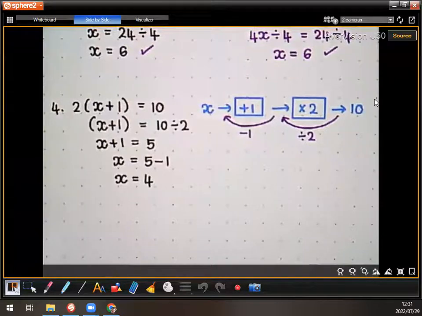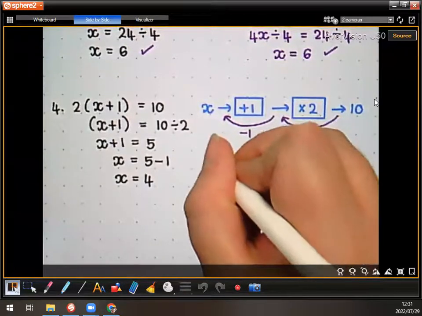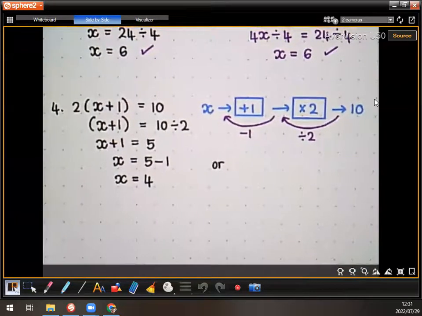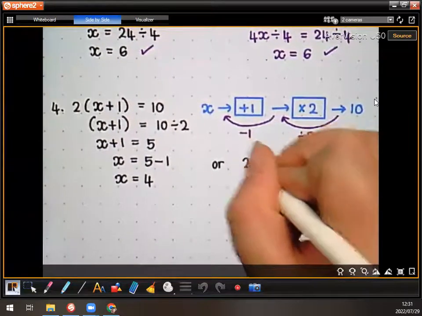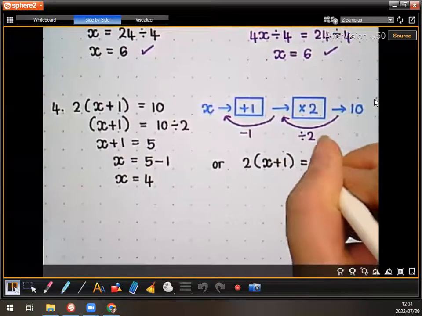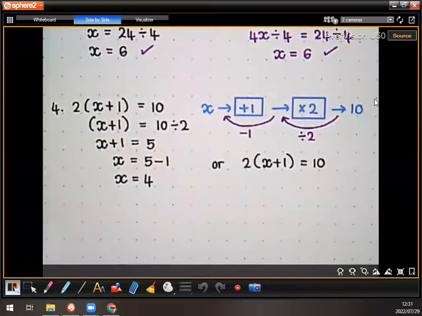The other method, I'll just do it here on the side, is where you think of how you can get rid of something. So now, guys, because we're doing BODMAS backwards, we need to get rid of the 2 before we get rid of what is inside the bracket. Because BODMAS is brackets first, but BODMAS backwards is brackets last. So we first need to get rid of this 2.